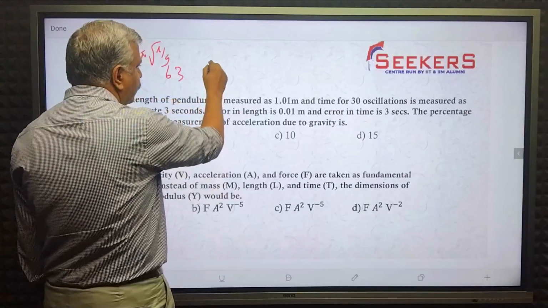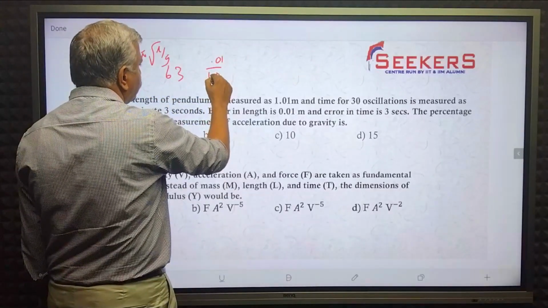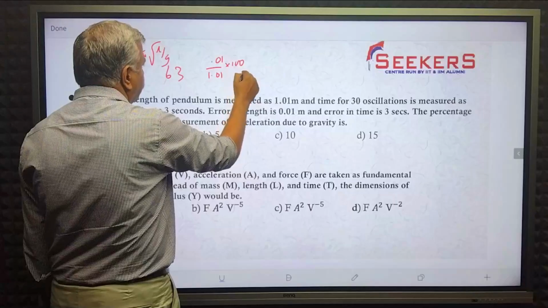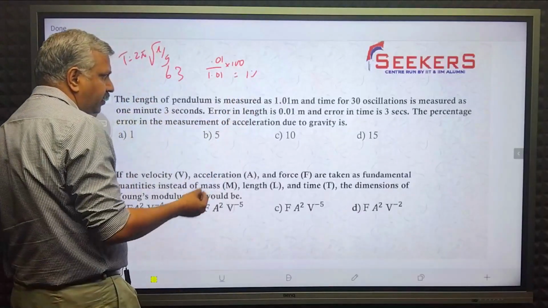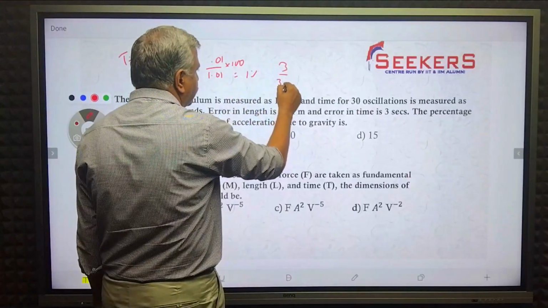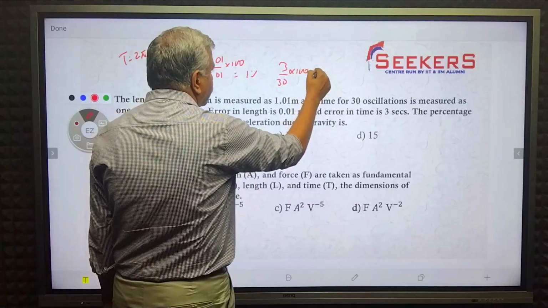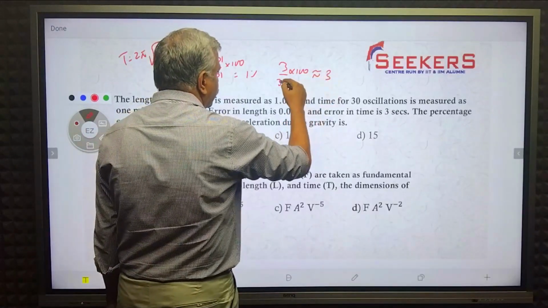First find out the relative error. 0.01 by 1.01 into 100. So that is approximately 1%. Then 3 by 30 into 100. So that is approximately 3 seconds. Sorry, 10%.